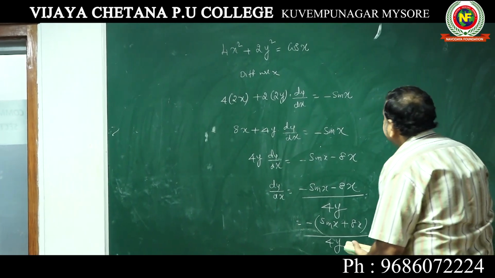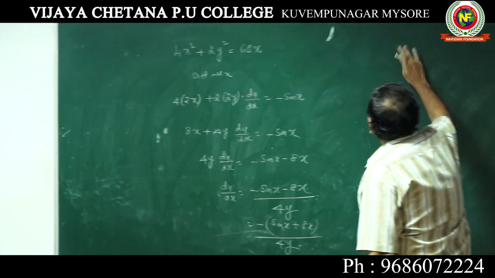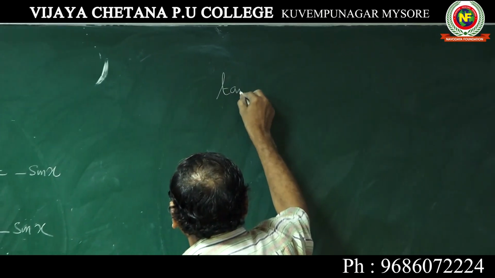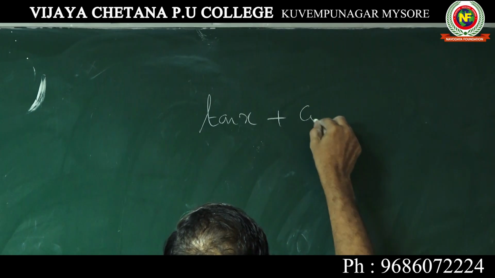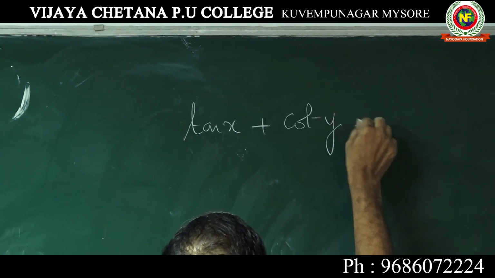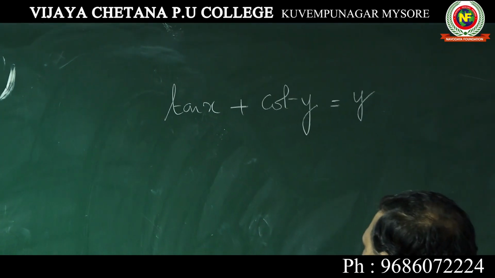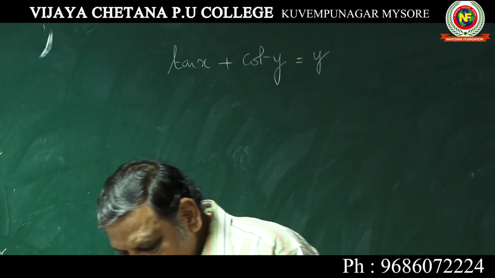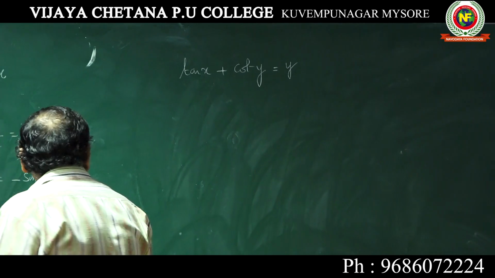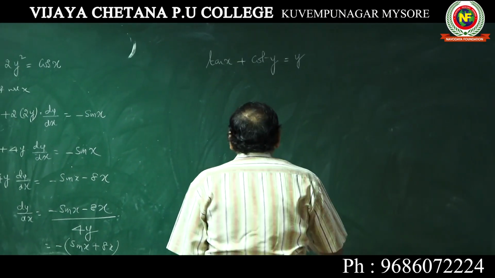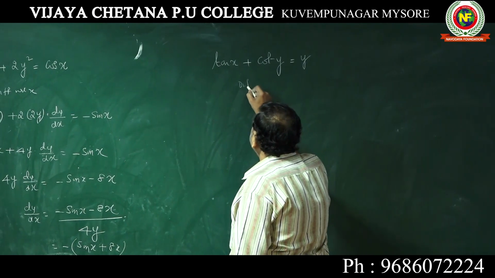Take the next problem. tan x plus cot y is equal to y. Yes. tan x plus cot y is equal to y. Again it is an implicit function. x and y are there. Now differentiate with respect to x.